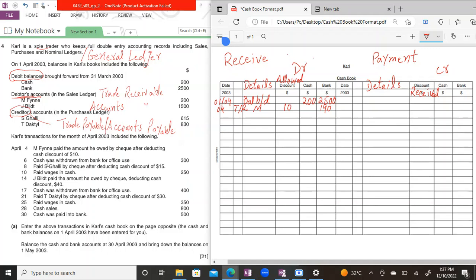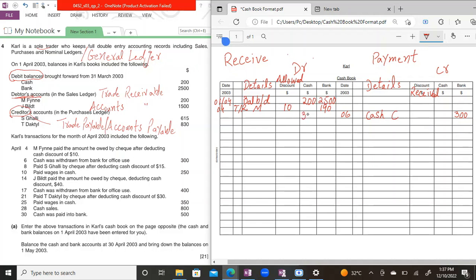So let's check with me how I am writing this transaction on both sides. So on 6, cash was withdrawn from the bank. So it means that from the bank, the money is out. So here, write the date. Date is 6. So from the bank, the money is out. So in the bank column, $300, write the value. And here write cash and put the contra sign as C.